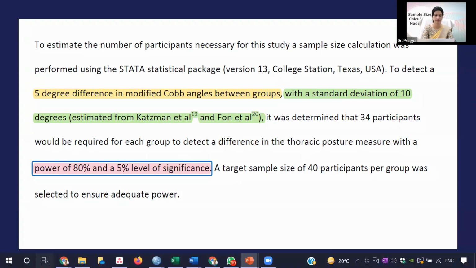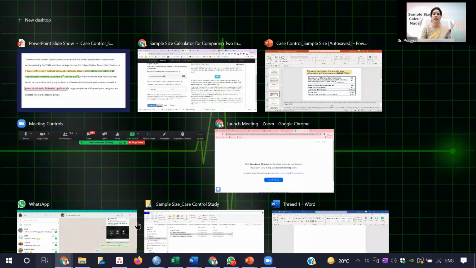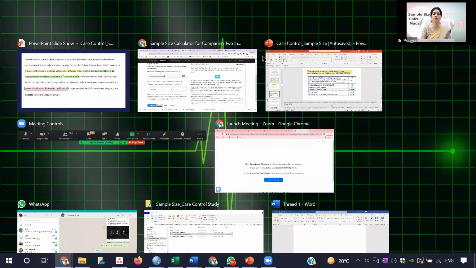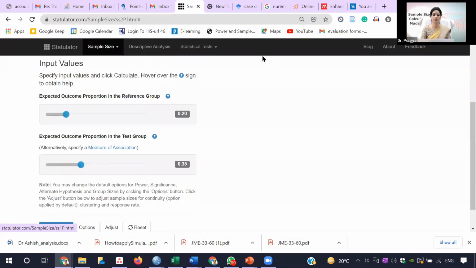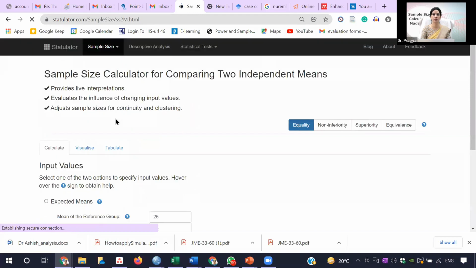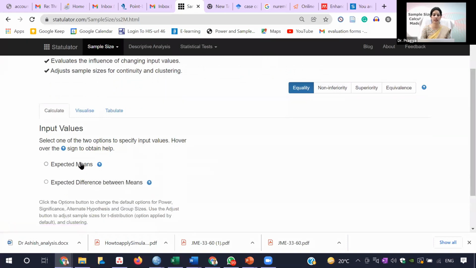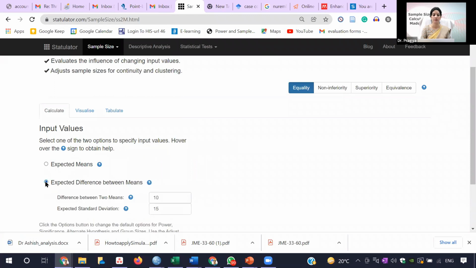So I will again reset this. And in this case, I will use the formula of mean. So if you click this option, you can see there is a compare two independent means. So here I have used this. And in this case, if you see the input, I have to use the expected difference between the means, because here the difference of the mean is 5 degrees and the standard deviation is 10.